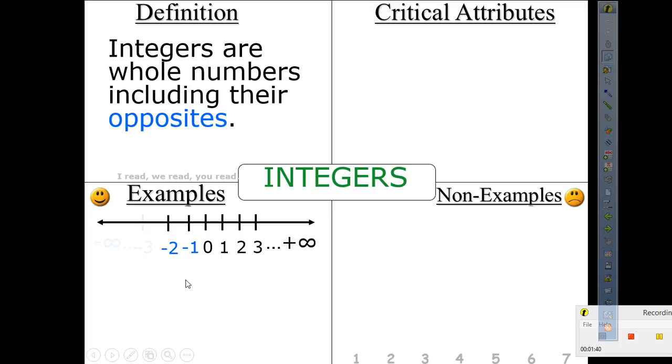Then I said, is 12 an integer? Yes. How about 155? Yes. How about -28? Yes. How about -267? Yes. So then I gave you guys non-examples. Think about it. What are the non-examples? Tell your neighbor, what are the non-examples?